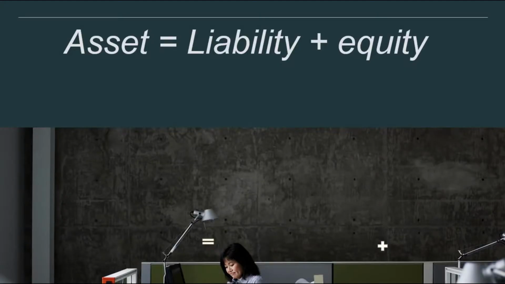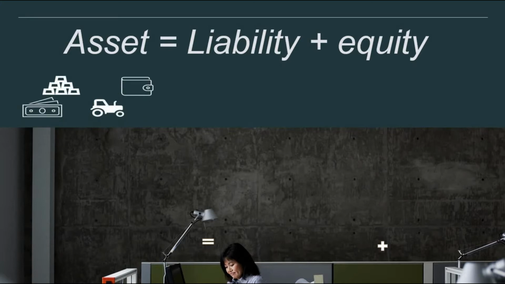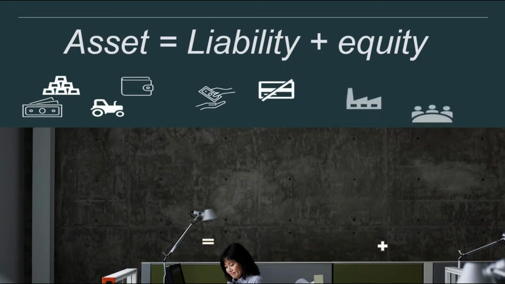Asset equals liability plus equity. What is an asset? An asset is what the company owns. What is a liability? Liability means what the company owes to outside parties. And equity means what the company owes to its owners.